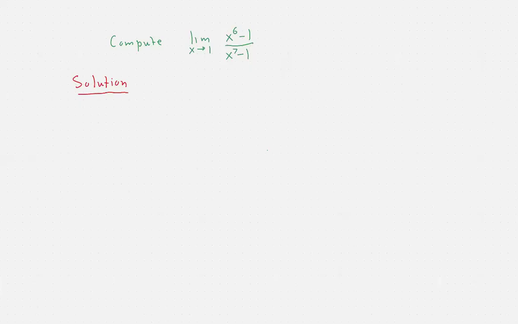Okay, so we would like to compute this limit, the limit as x tends to 1 of x to the 6th minus 1 over x to the 7th minus 1, which is obviously an indeterminacy of the form 0 over 0. So we can do this in two ways. The first way would be to actually use synthetic division.